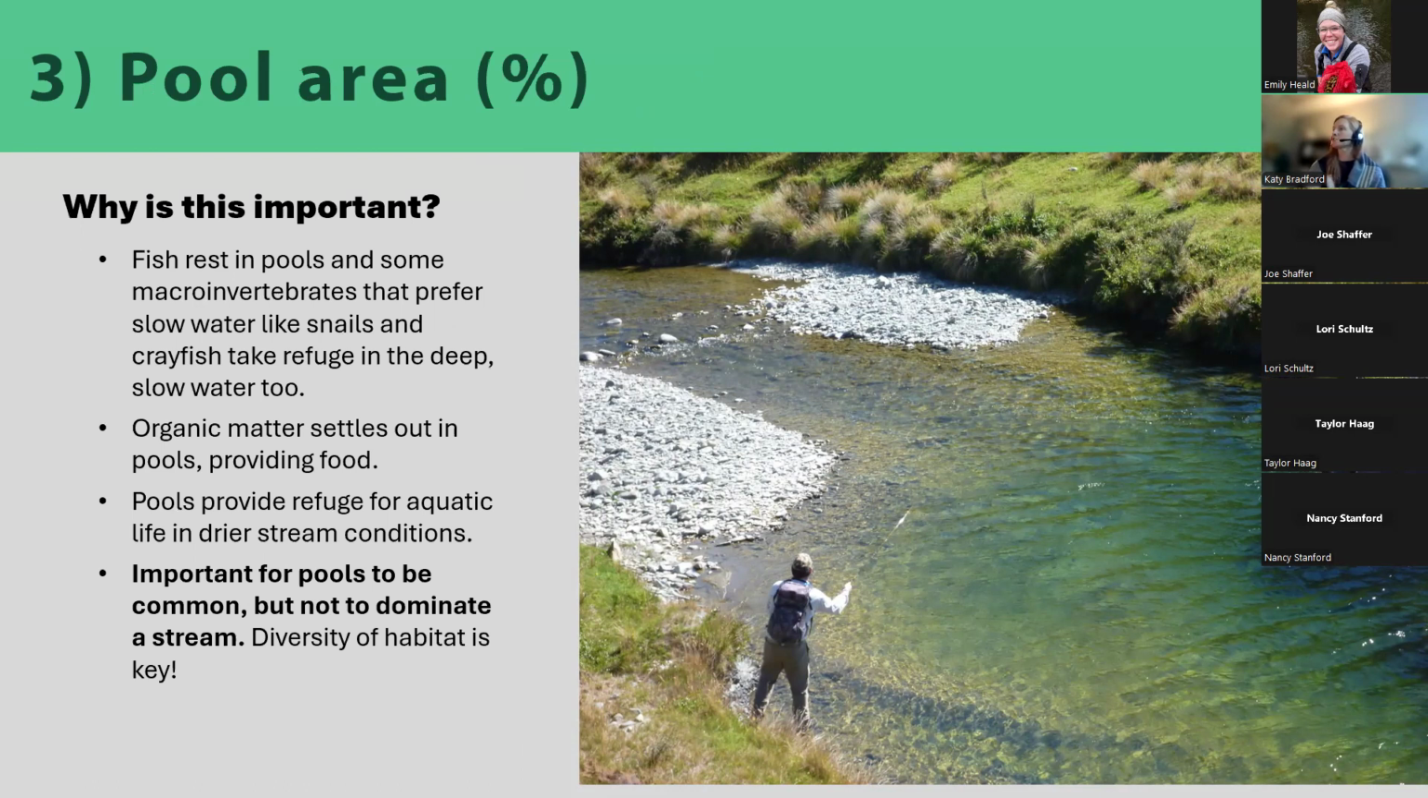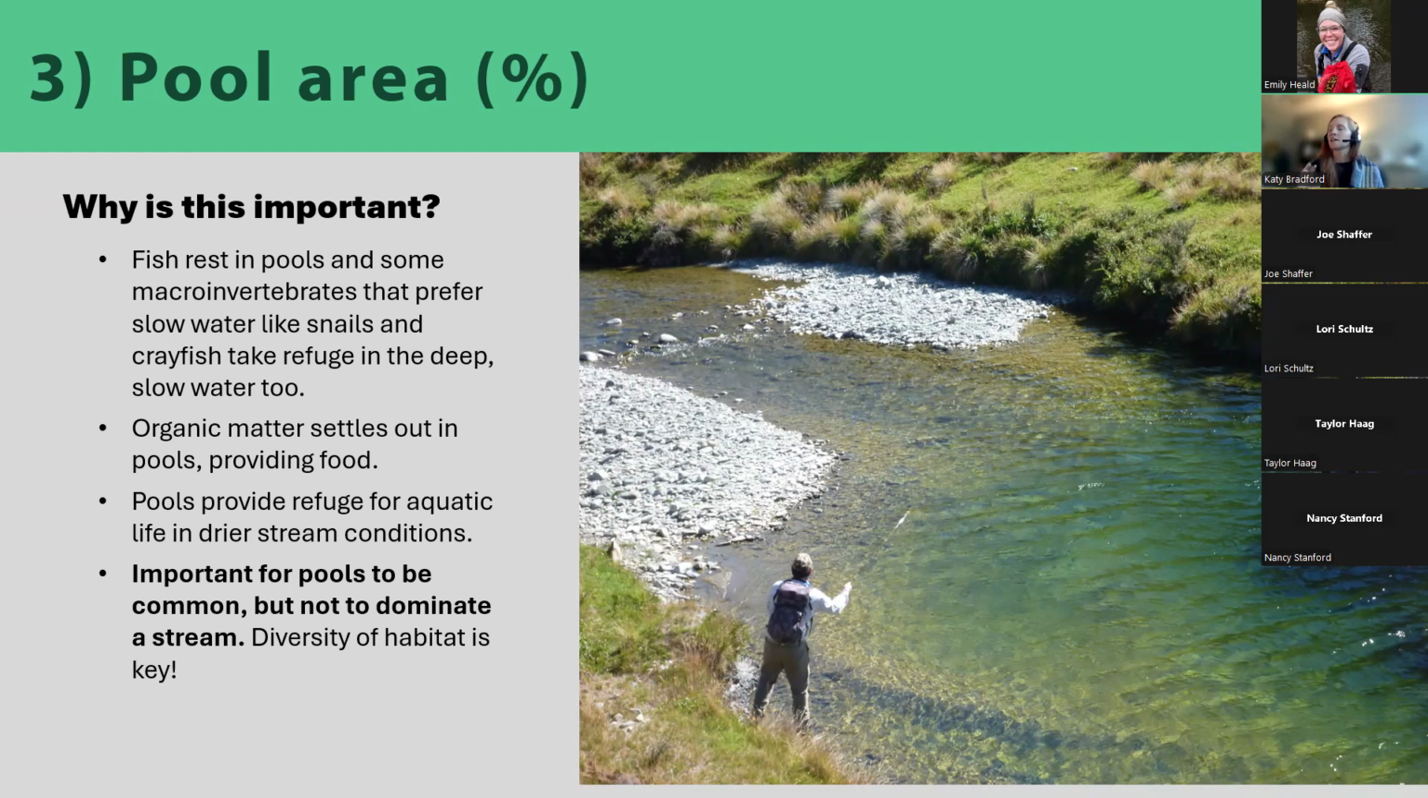The picture on the right is showing a fisherman catching a fish in a nice deep pool that is following a riffle. You can see that clear deep water there. And this is important. Pools are important habitat for fish. So fish rest in pools, they're refuges. Some macroinvertebrates also prefer the slow water that's in pools, like snails and crayfish, for example. Also, organic matter flowing through the stream can settle out in pools and provide food for those creatures.